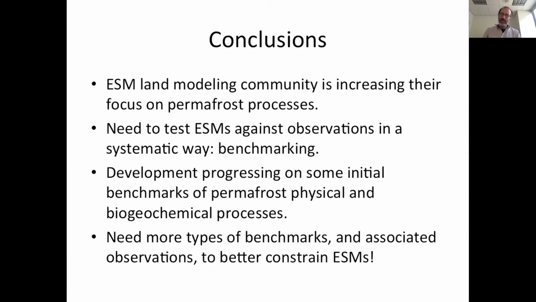And so, just to conclude, the land model community is increasingly focusing on permafrost. We need to be systematically testing our models against observations in this sort of benchmarking way. We've progressed on some initial benchmarks that are informative about specific processes in the models. And we still need to develop more types of benchmarks and better use the information that exists out there from the observational community in order to better constrain the system models. And with that, I will pass back to Christina.